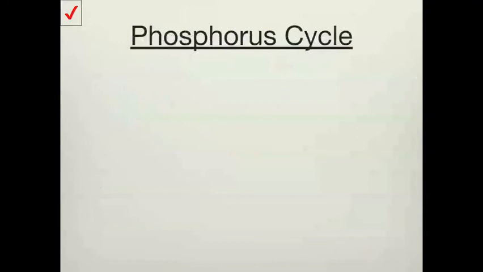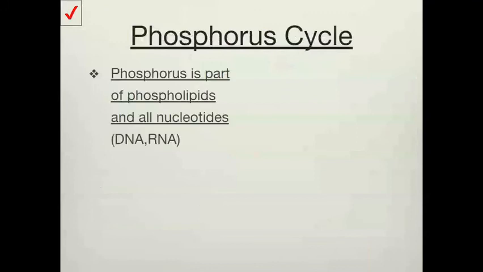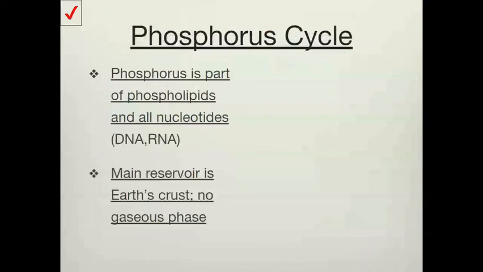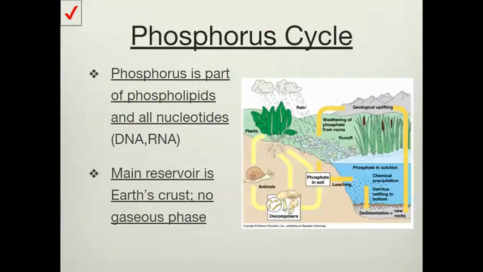Finally, we're going to talk about the phosphorus cycle. Phosphorus is part of phospholipids in all nucleotides. So, once again, talking about DNA, RNA. And the main reservoir is the Earth's crust. It has no gaseous phase. So, phosphorus can be found in the soil, inside organisms and animals, as well as in sedimentary rock. Same thing, if you'd like to take a look at that, feel free.